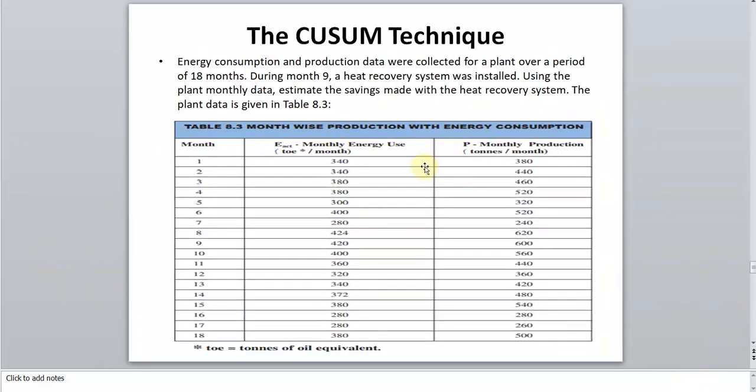I'll zoom out this. So now here, to perform the CUSUM technique, to find out the CUSUM values data points, we require first of all the energy consumption data, monthly, then production data monthly. Production might be in terms of weight or in terms of numbers. Just a second, I'll resume in 2 minutes.